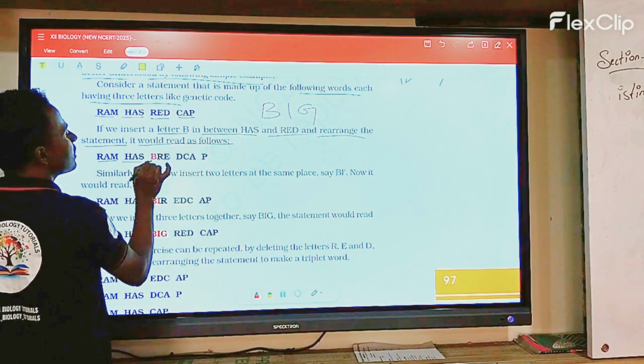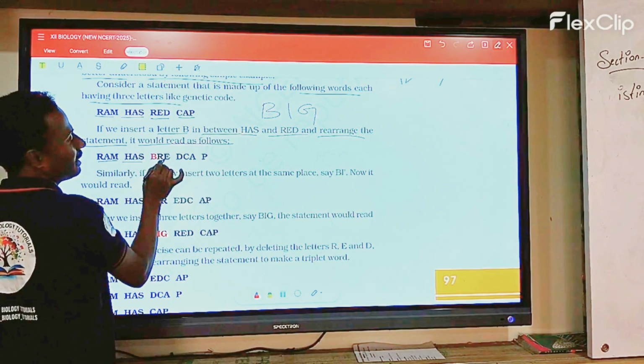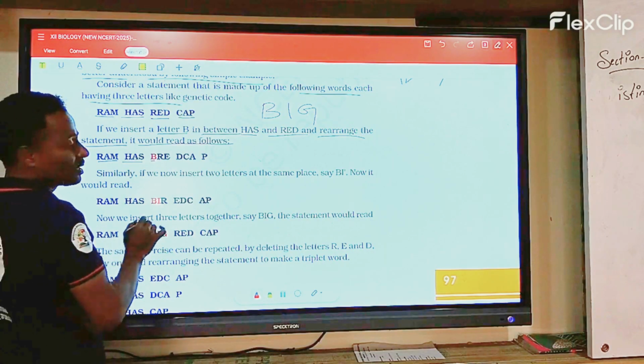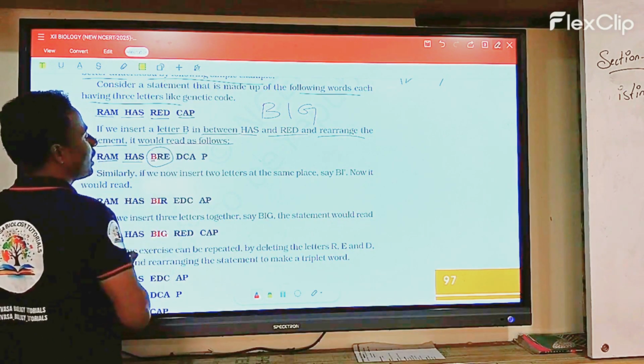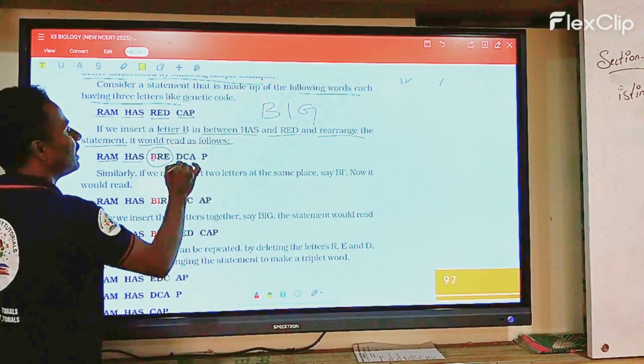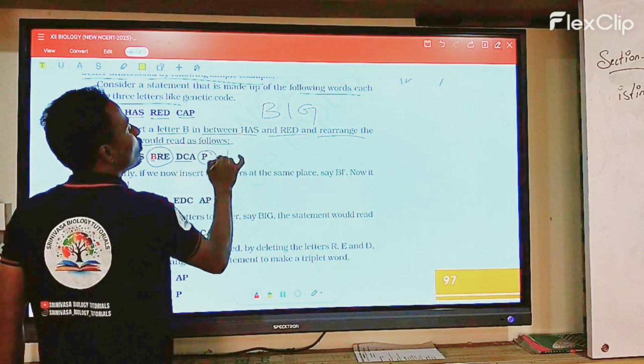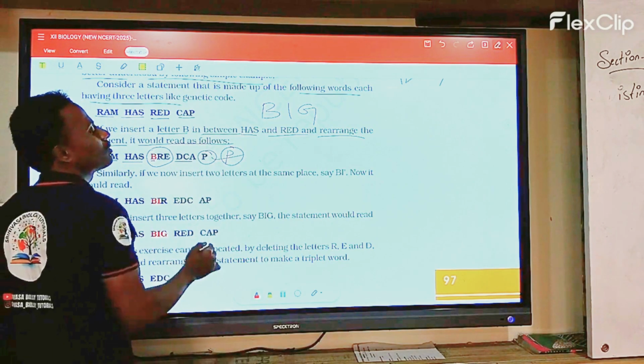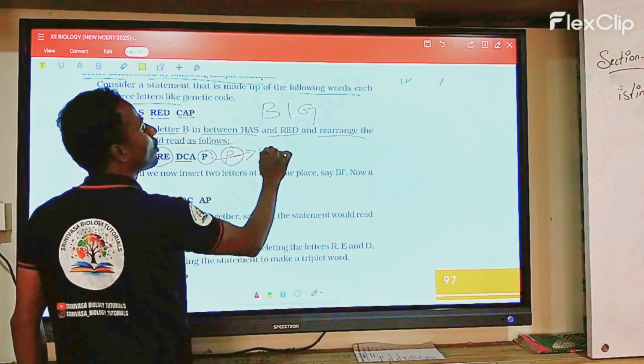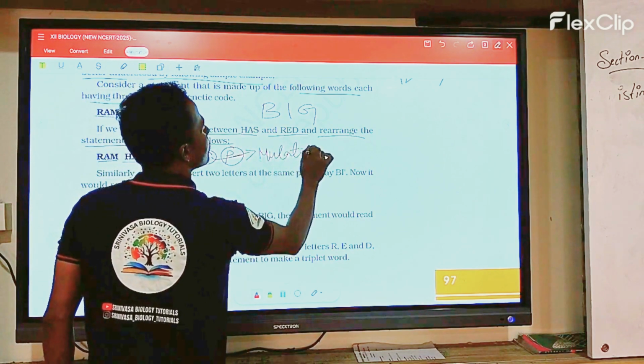See, "Rom has." Now between "has" and "red" we are adding B. Am I right? So when we add B, what do we get? B-R-E and D-C-A. Here only the B is extra. This B is called what? Because of this B, a mutation occurs. It causes a mutation.